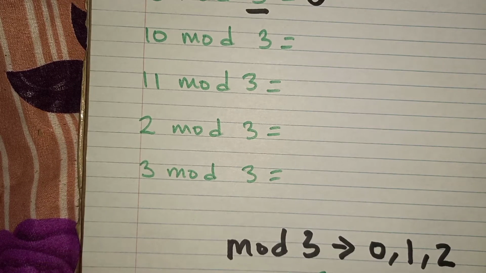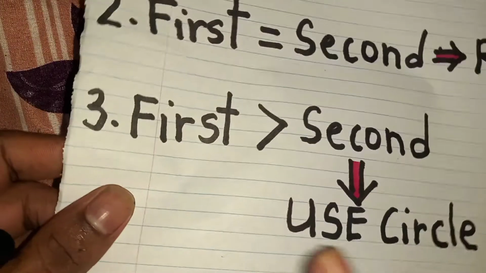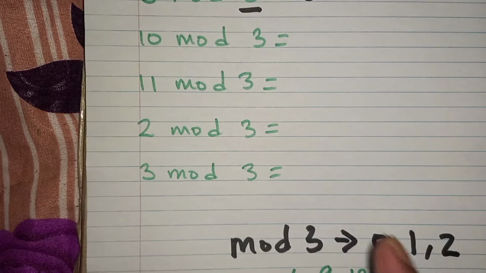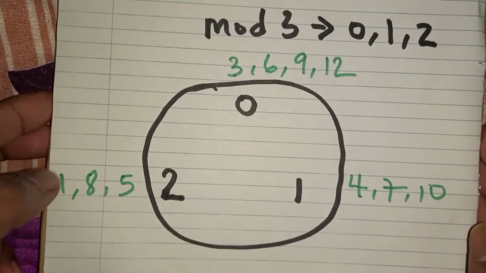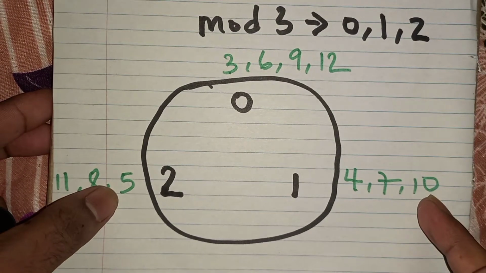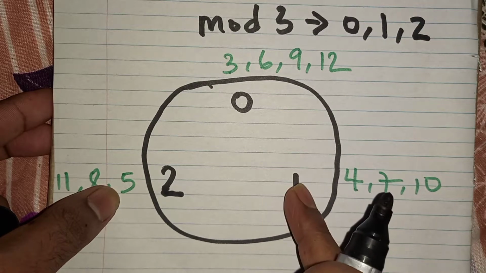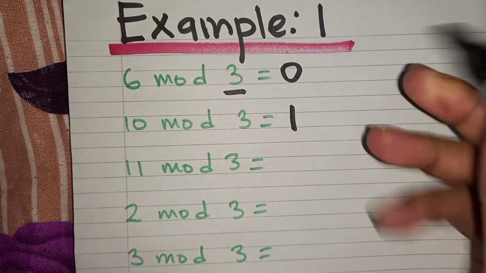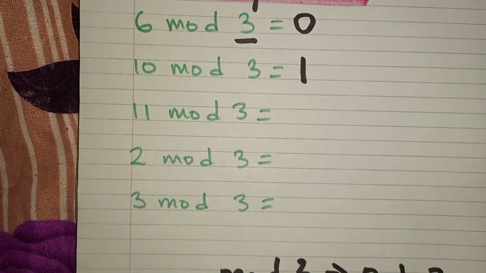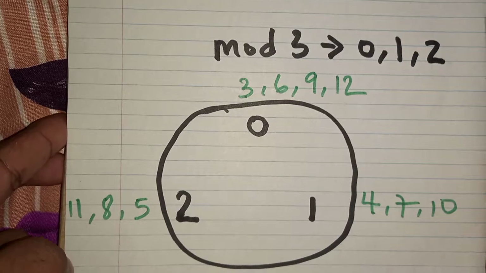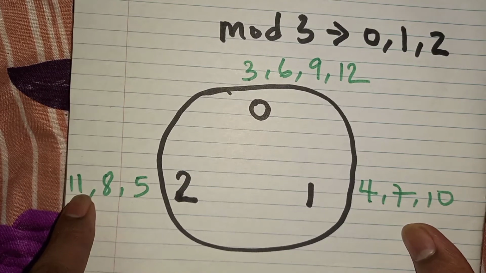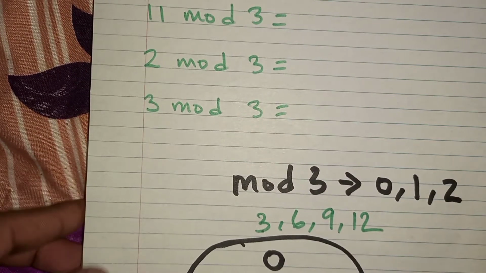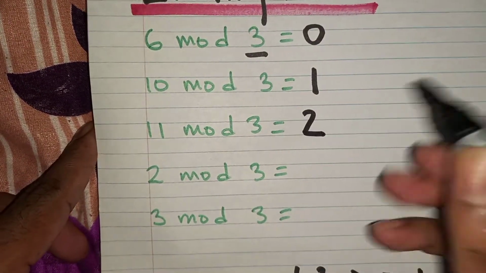Now we have 10 modulo 3. So 10 modulo 3, the first is greater than second. Yes, 10 is greater than 3. So look for 10 now. Where is 10? So 10 is here. Now opposite 10 is 1. So the answer here is 1. Now we have 11 modulo 3. Look for 11. So here is 11. Opposite 11 is 2. So the answer here is 2.